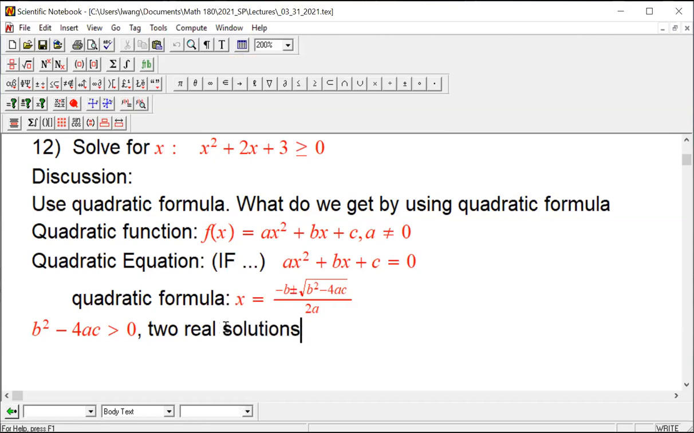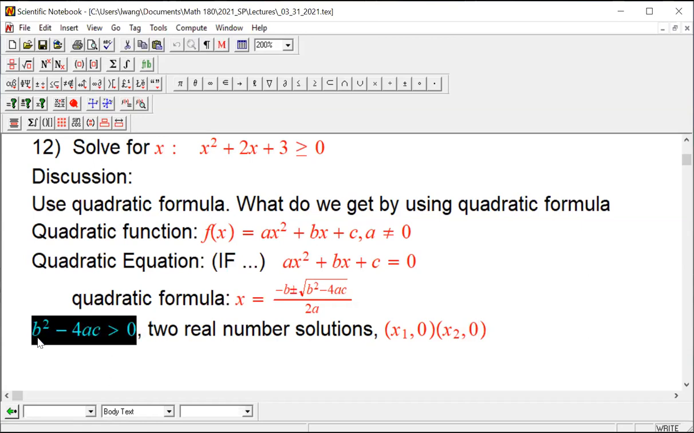You guys probably have learned this, right? 2 real number solutions. These 2 real number solutions are the 2 x-intercepts. Okay, x sub 1, that's a real number. x sub 2, that's another x-intercept. So 2 real number solutions.